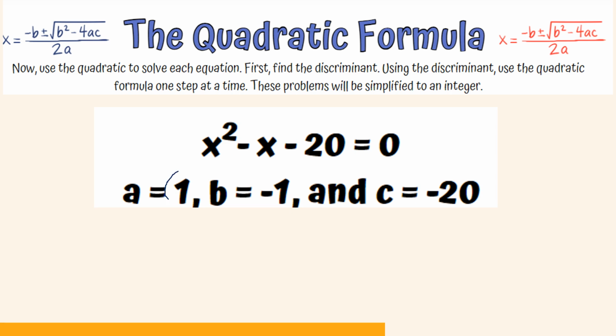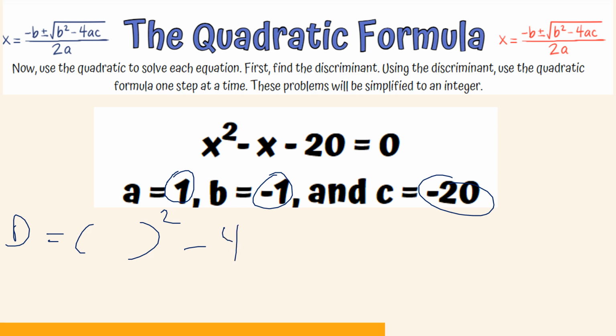Hopefully you got 1, -1, and -20 for your A, B, and C. So we're going to do our discriminant, which is D = B squared minus 4 times A times C. So let's fill this out. Well, B is -1. So our first parentheses is always B. Second parentheses is A, which is 1. Final parentheses is C, which is -20. We're just going to plug these numbers in and work away.